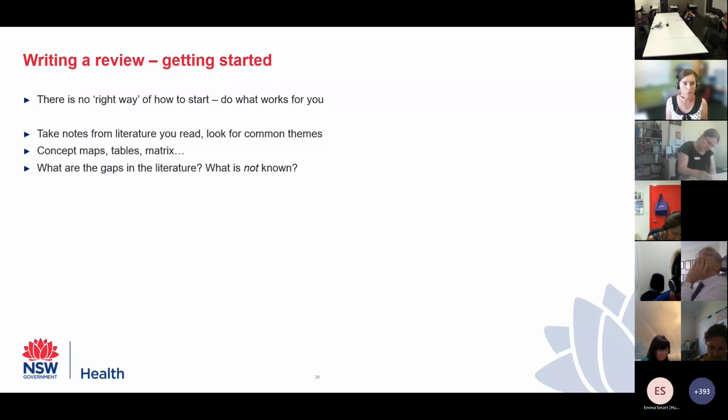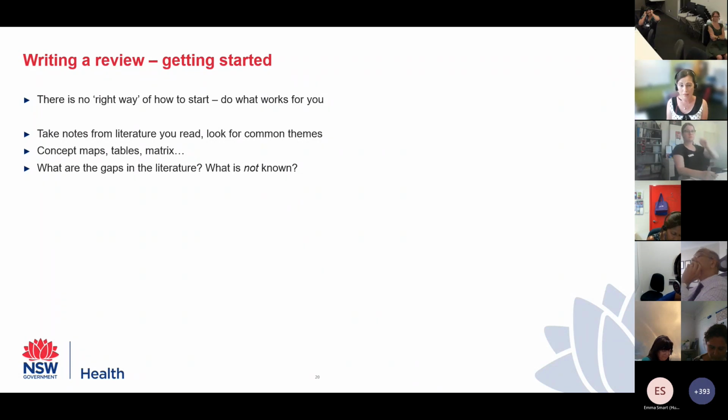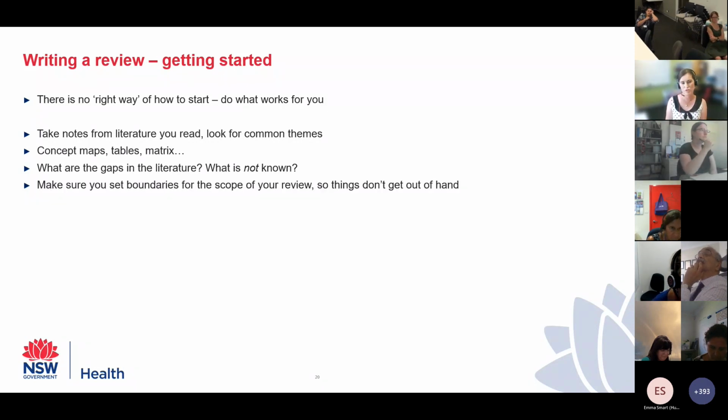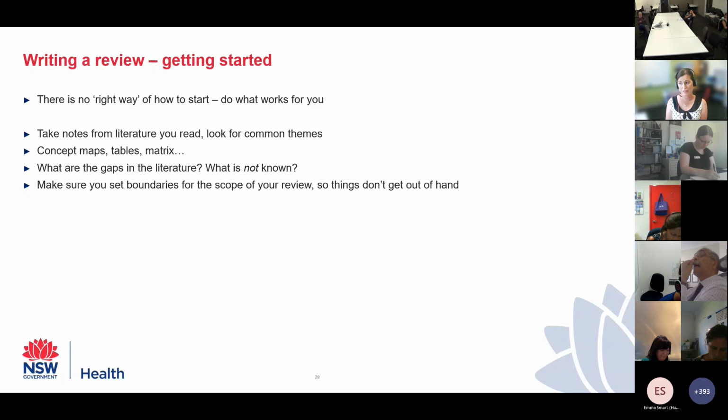There's no point really in going and just repeating something that's already been done and is well known just for the sake of it. I mean, there's not always a great benefit in that. What is not known? How can the work that you're doing plug those gaps in the literature? And again, set yourself some boundaries, because otherwise it's going to get out of hand. You could write forever if you let yourself go. So give yourself a scope and stick within that.